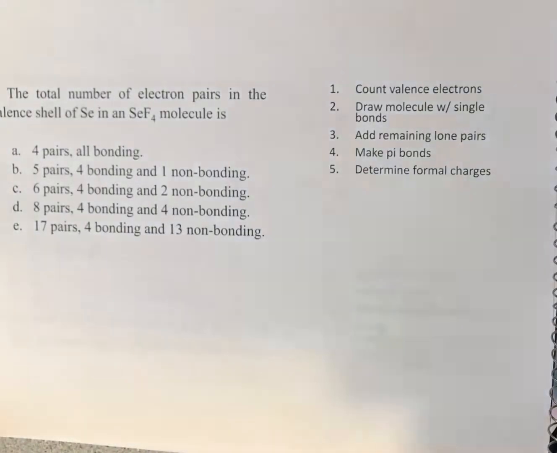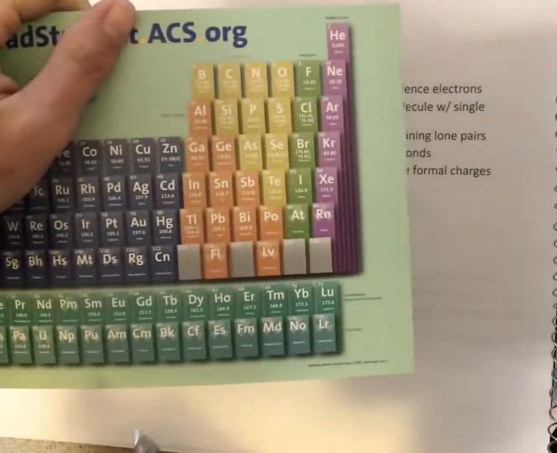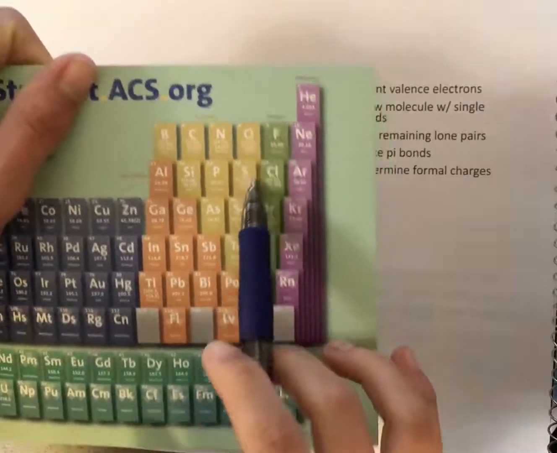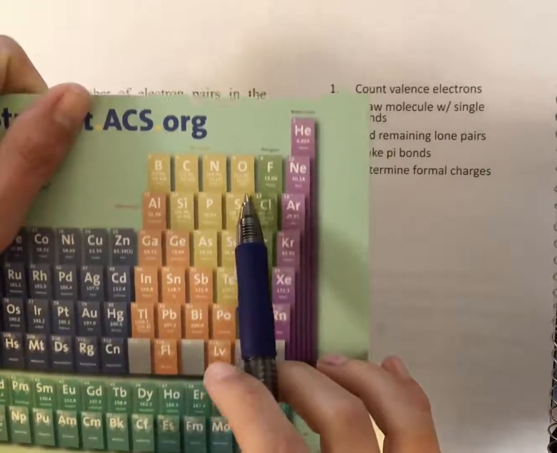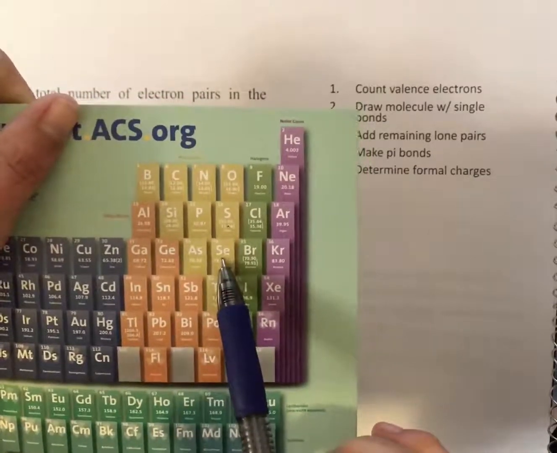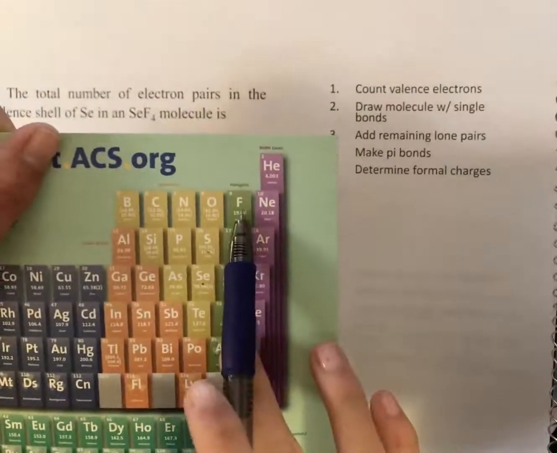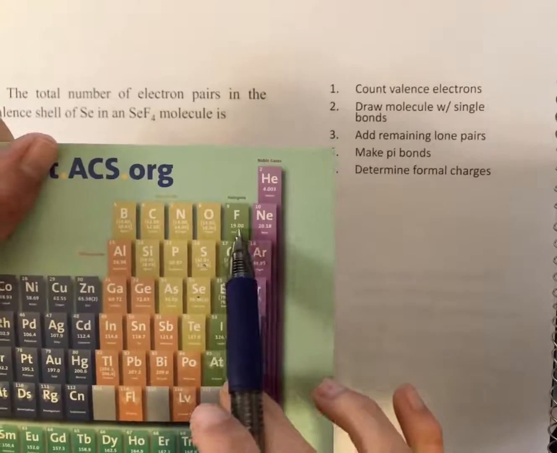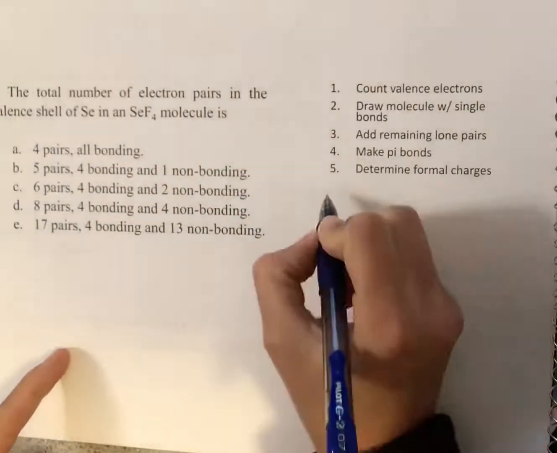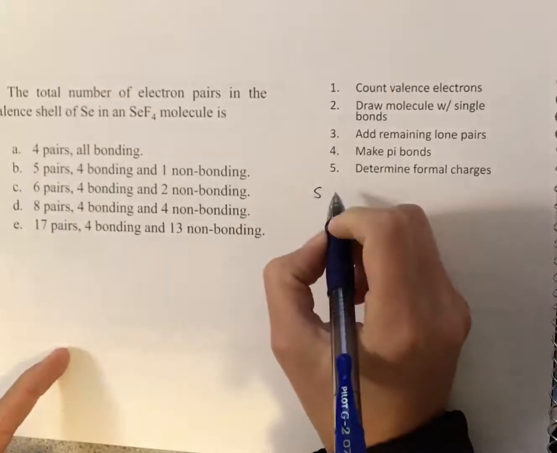So you might not know off the top of your head what Se is. Selenium, on my periodic table here, you can see that selenium is in the same family as oxygen and sulfur. So it has 6. And then fluorine up here is a halogen and has 7 valence electrons. So we can start here by counting our valence electrons.